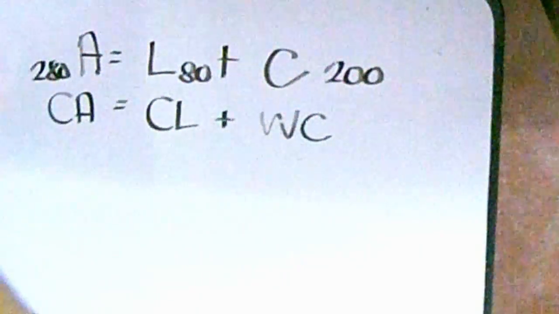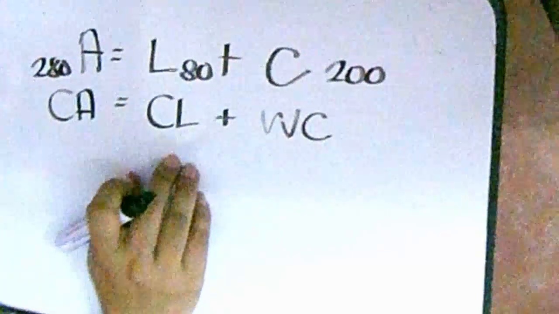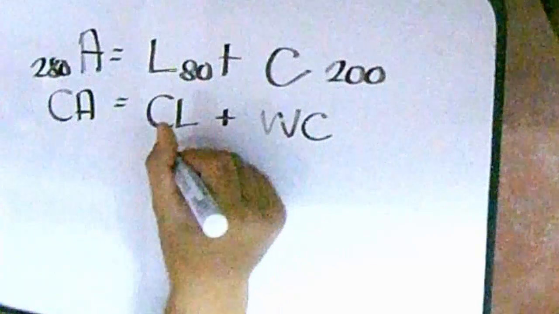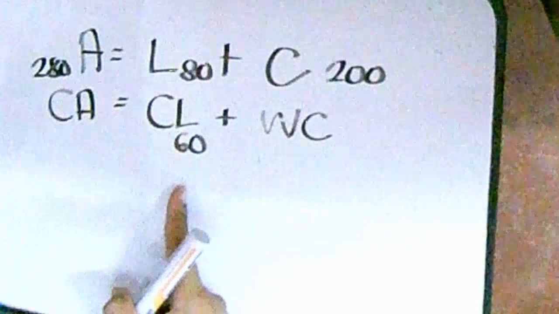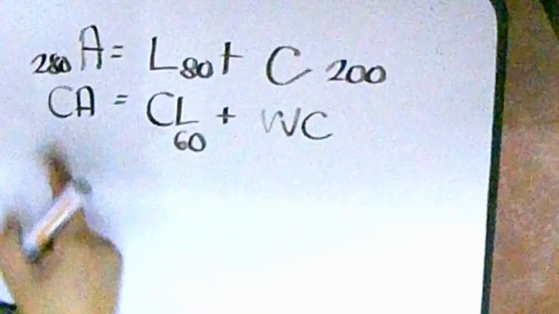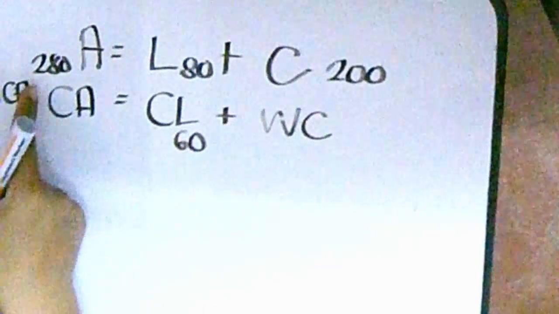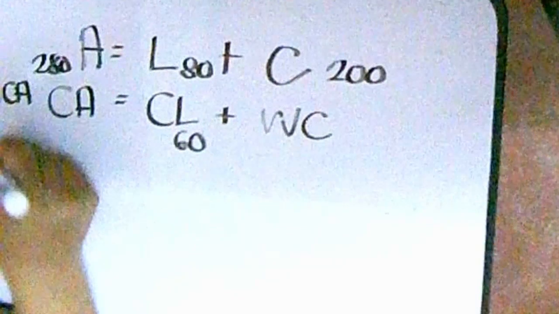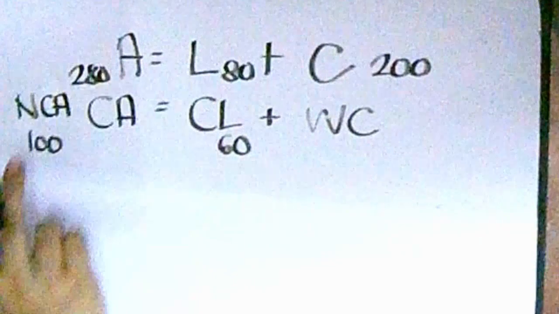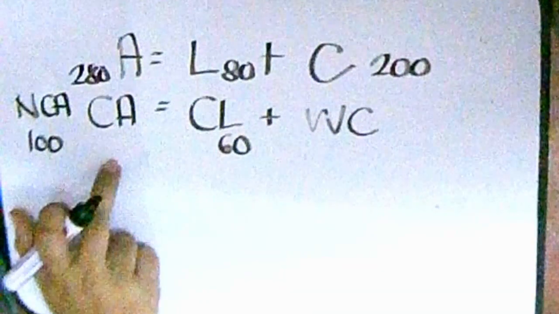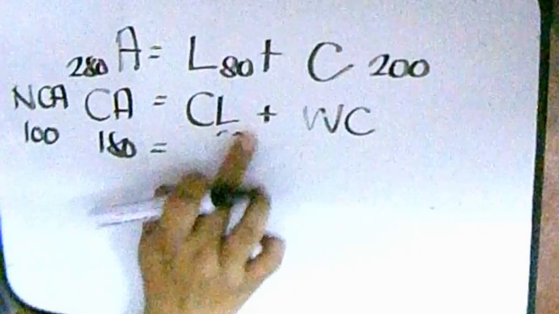So, kapag ganyan, sabi sa problem, yung current liabilities natin is 60,000. And then, meron din tayo dito na non-current. Non-current asset kasi yung given. So, yung non-current asset natin is 100,000. So, kung ang assets is 280 and yung non-current is 100, ibig sabihin, yung current assets natin is 180,000 pesos.